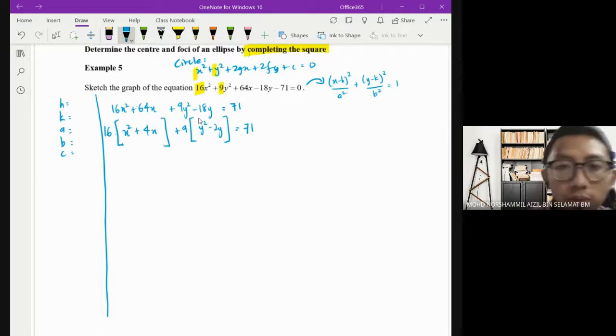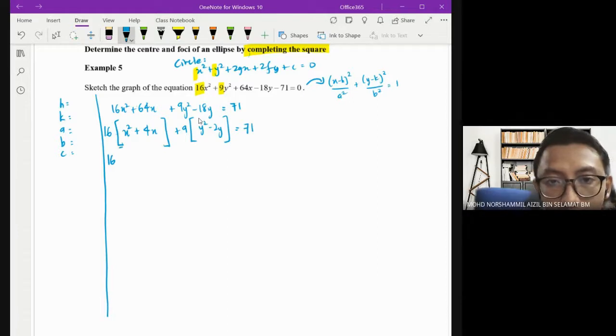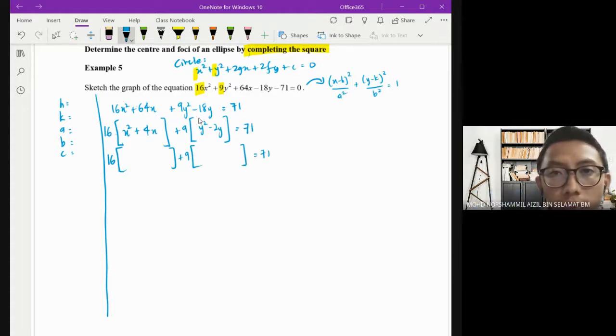Okay. So kalau dah always 1 macam ni, baru boleh buat. So this one going to be 16 plus 9 yang dekat sini equals to 71. As I told you before, we have the method of completing the square. Big bracket square minus small bracket square. Ni cepat je. Big bracket square minus small bracket square.